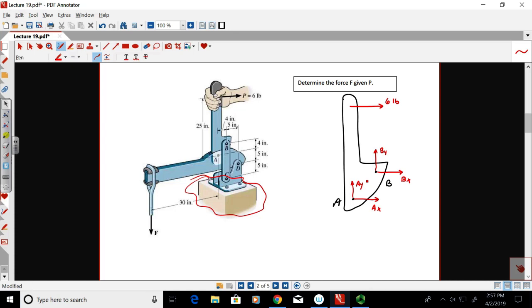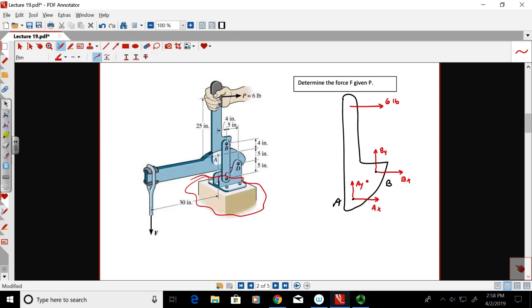How many equations and how many unknowns do we have for that handle member? Can I solve for Ax, Ay, Bx, and By in this free body diagram right now? Can I solve for anything, something, nothing? What do you think? Looking at just this, is there a way for me to solve for Ax, Ay, Bx, By directly? Yeah. You think so? How so?